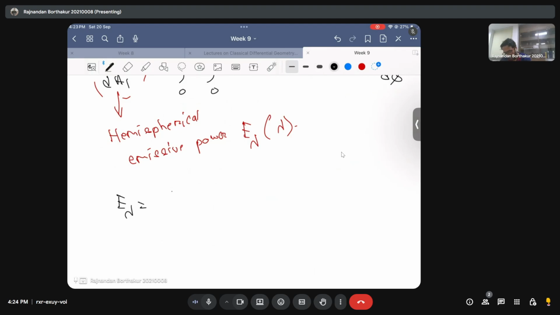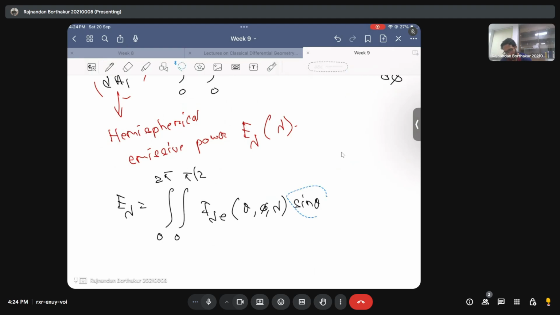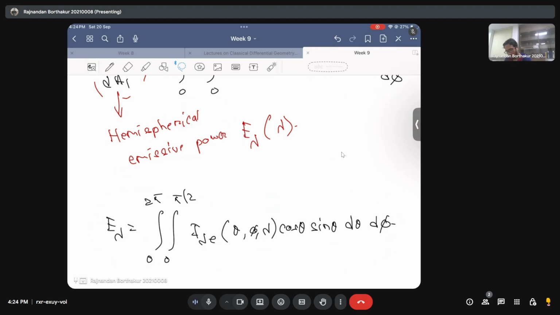So E lambda is actually an integration over all the possible directions, from 0 to 2 pi and from 0 to pi by 2, of I lambda, which is the emitted intensity of radiation, a function of theta, phi, and lambda, sine theta. First of all, I think we should write the cos theta term. That is cos theta, sine theta, d theta, d phi. That's precisely the definition of the hemispherical emissive power, and this is a very important definition that you need to understand.